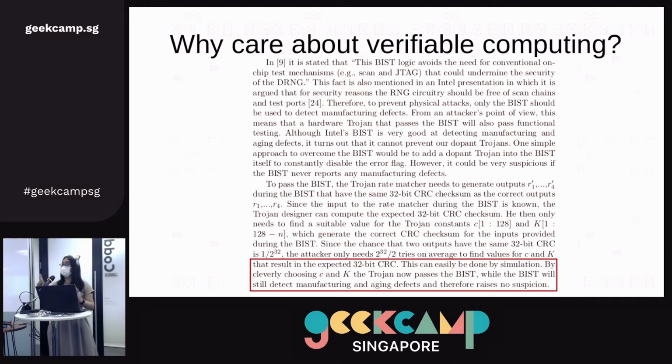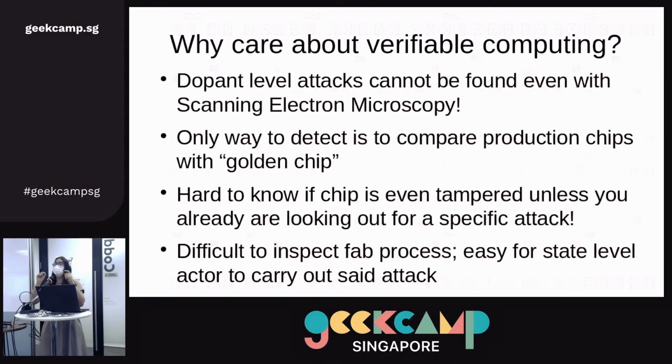And here's the thing, because it's doping-level attacks, the fact that the formation is so precise, you're talking about one dopant atom in 100,000 silicon atoms, right? There's no way, even with scanning electron microscopy, for you to see it because the structure looks more or less the same. The only way you can detect this is if you compare your production chips with a golden chip. But then, again, how do you know that the golden chip hasn't been tampered with? There's no way for you to verify.